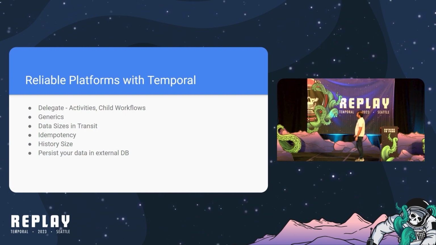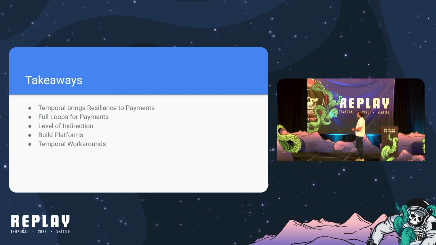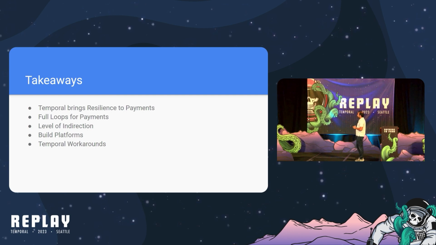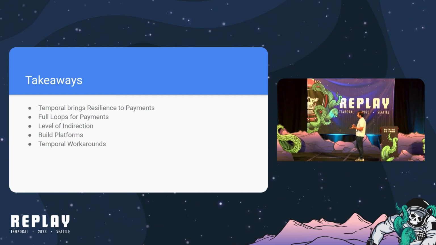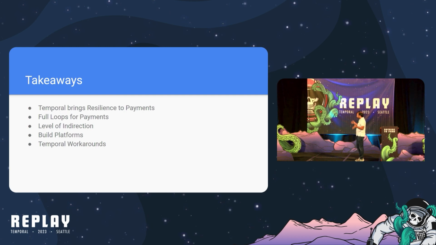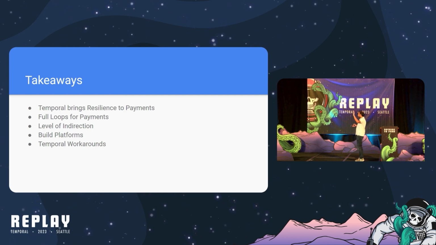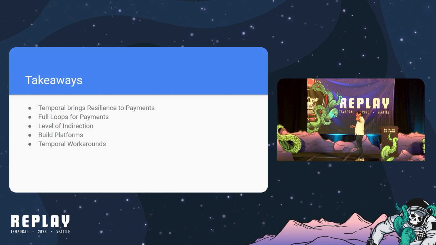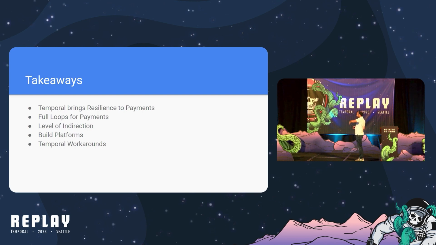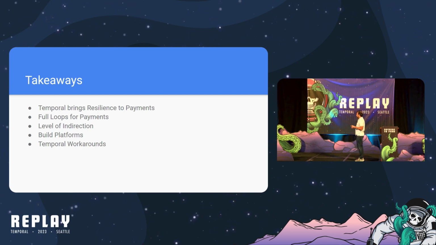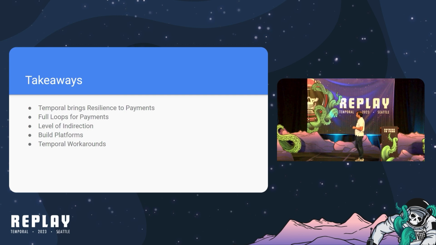All right, so we are at the end of the talk. Some of the takeaways from this talk so far is Temporal brings resilience to payments, and you can build full loops for payments. If you look at it, we built a money movement platform, we built a file platform, and we built a reconciliation platform. That is a full circle for how a payment works.